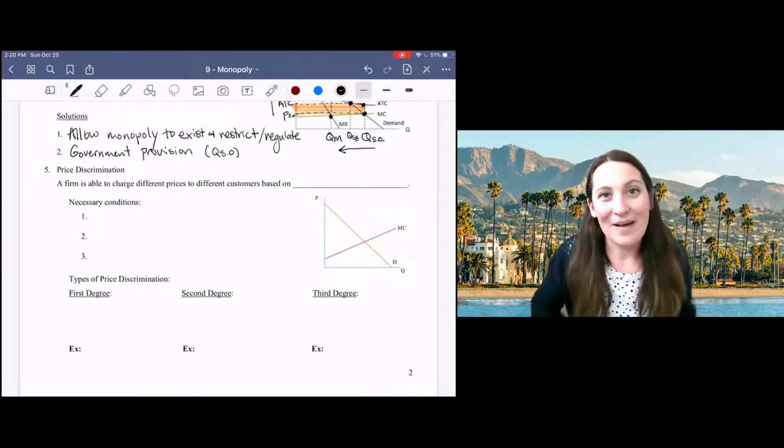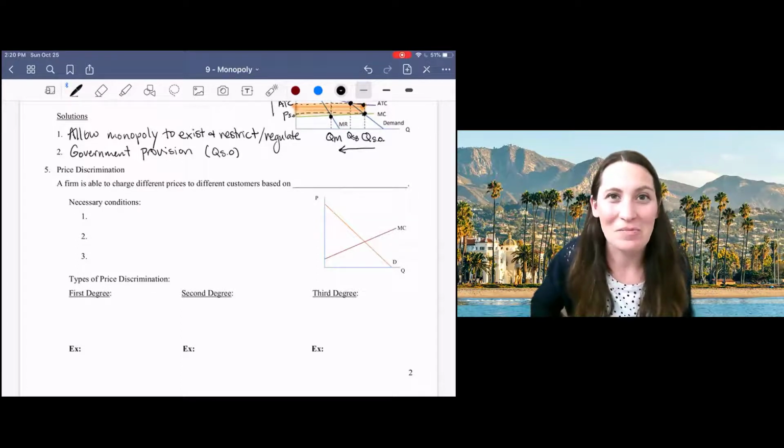Now we're starting one of my favorite topics in the firm section of the course because this topic really allows us to just get a little glimpse into the way that markets actually work and our experience of markets as consumers. So we're going to talk now about price discrimination.